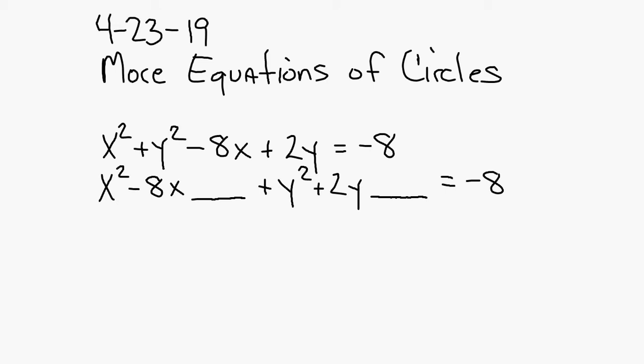The second thing you do now is a technique called completing the square. And you did this in Algebra 1 when you worked with trinomials. When you complete the square, you take half of this middle term, this negative 8x. You take half of negative 8, which is negative 4, and you square it. And negative 4 squared is 16. And you add 16 to the left side and to the right side of this equation.